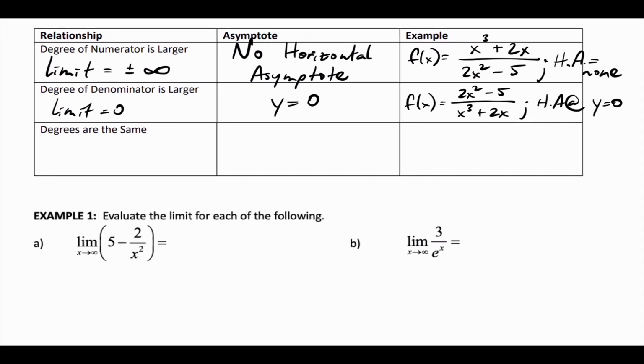So let's write this down. Fraction of leading coefficients.